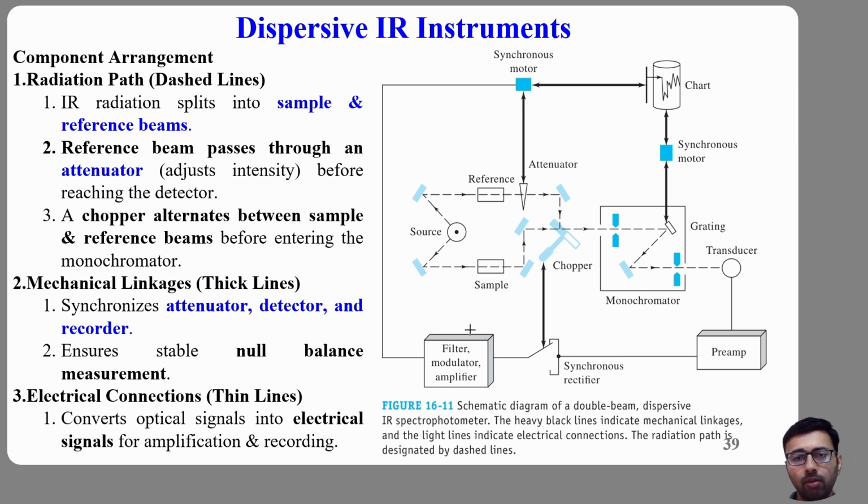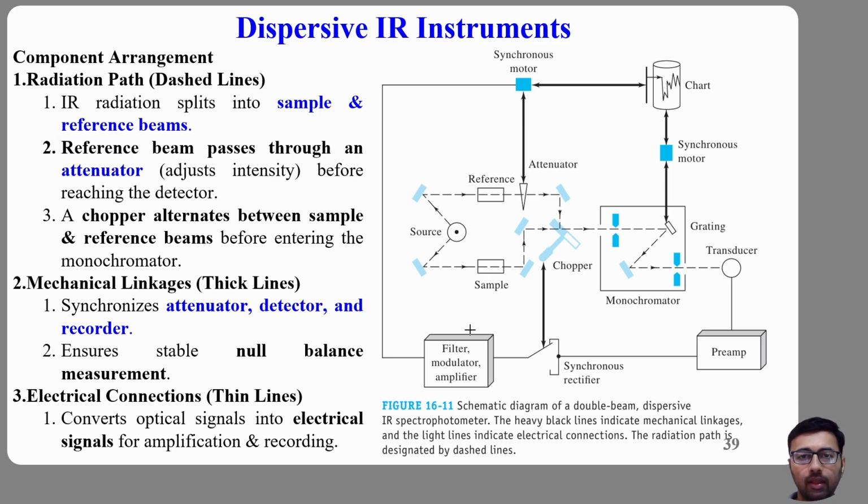What happens during absorption? Suppose the sample absorbs infrared radiation strongly at a certain wavelength. Now the sample beam reaching the detector becomes weaker than the reference beam. This creates an imbalance. The detector senses this difference and generates an electrical signal proportional to the imbalance.